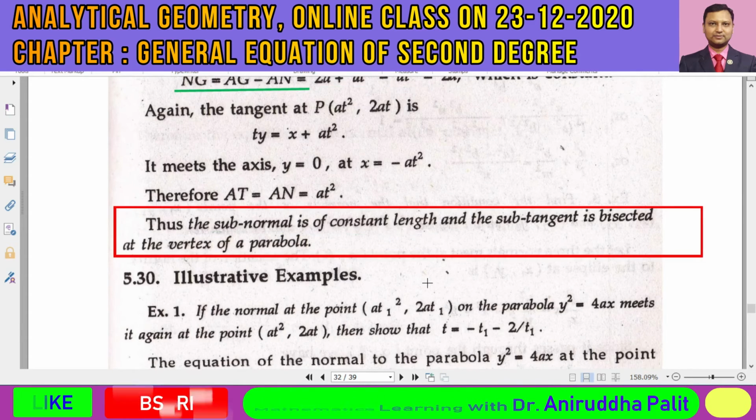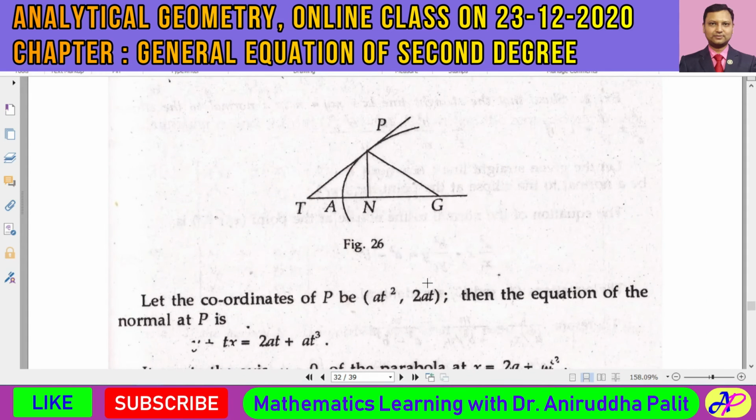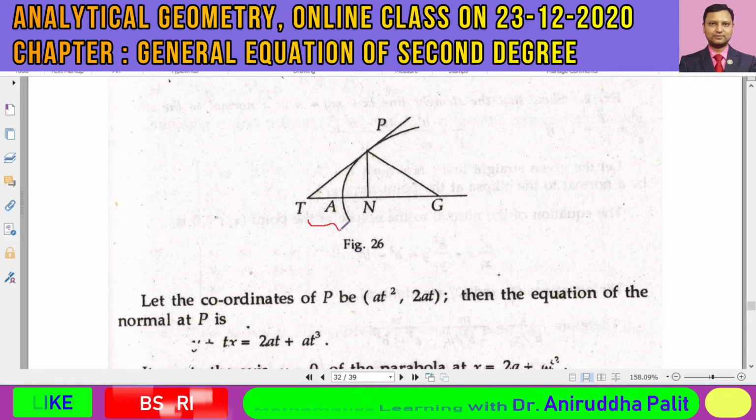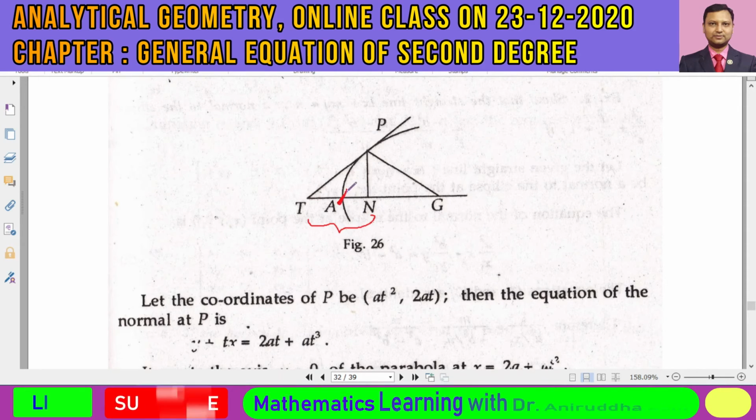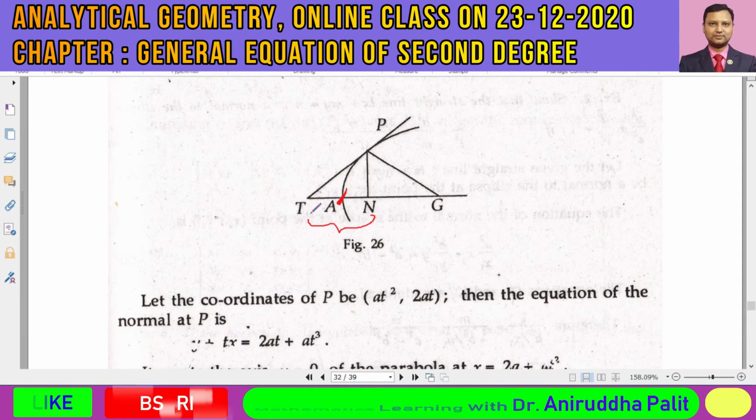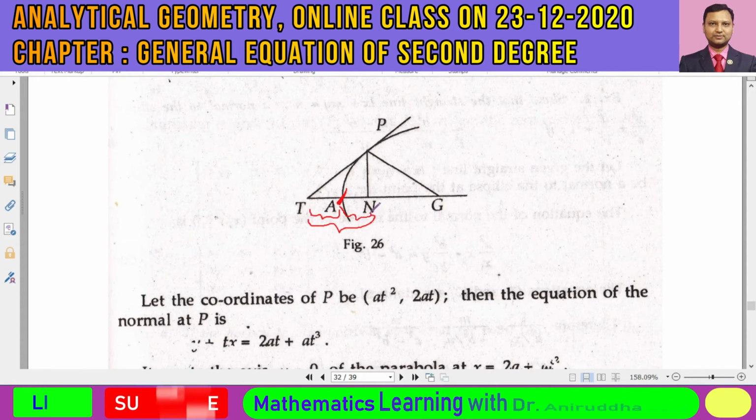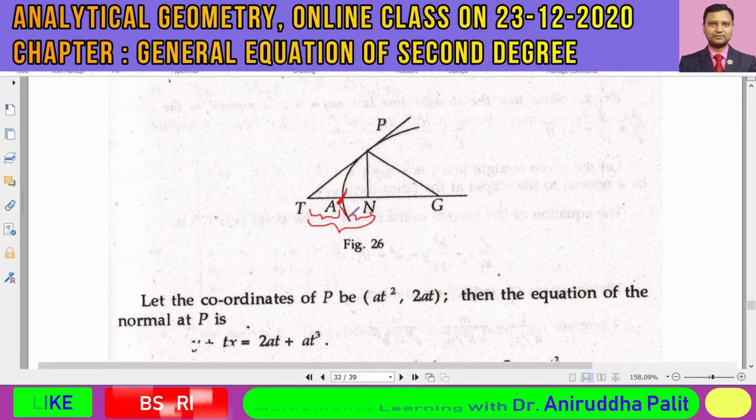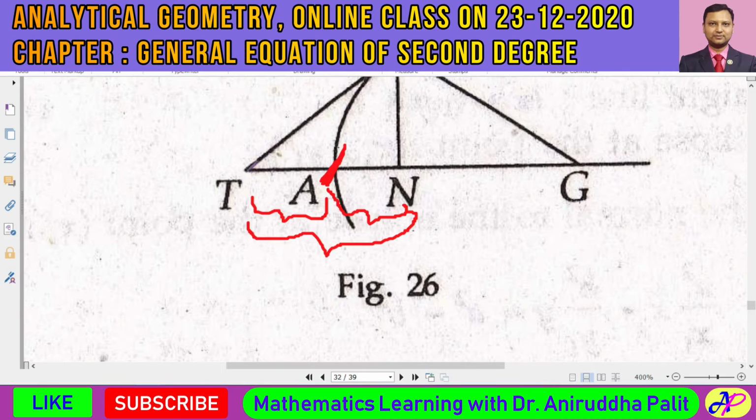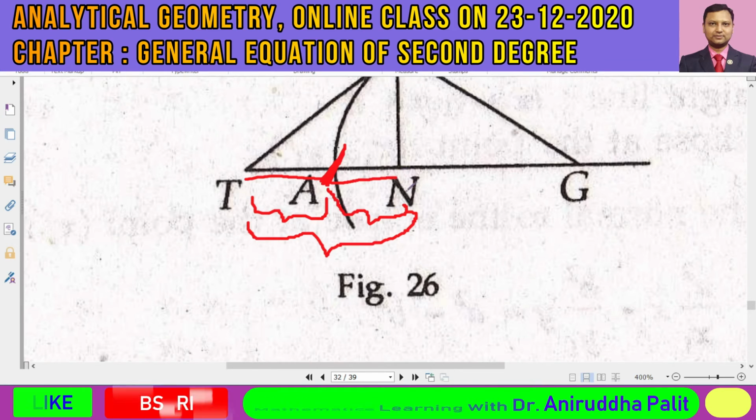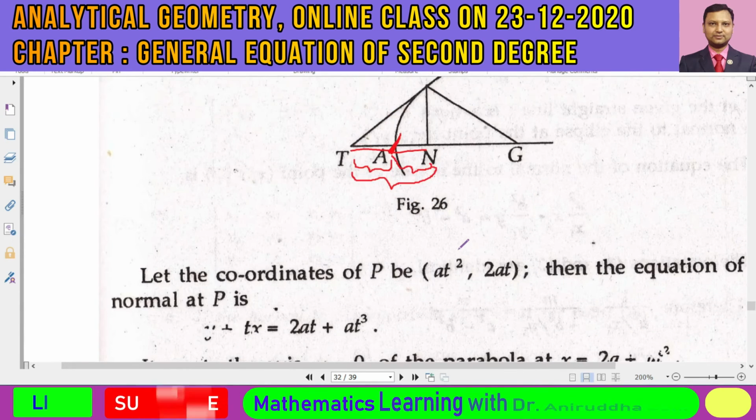And the remaining portion says that this subtangent, this TN, this much length of the subtangent, is bisected at this point capital A. That means the distance TA and the distance AN, these two distances, must be the same quantity.